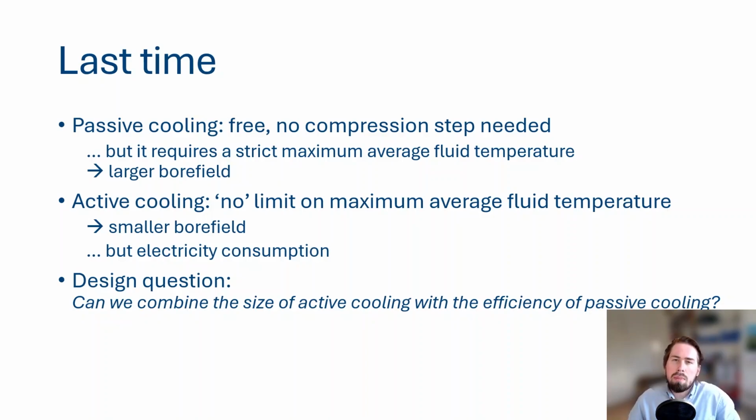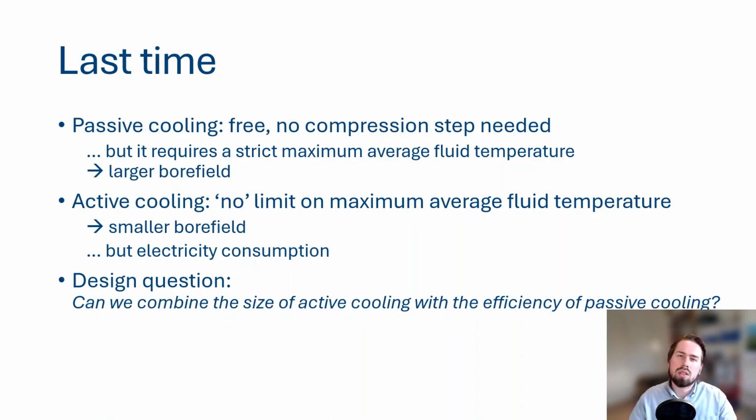And you can solve this problem by going for active cooling, so actually using your heat pump and the compression step to cool your buildings in an active way. This way there is no real limit on the maximum average fluid temperature, because the heat pump is working to get you the cooling, and this makes sure that you can decrease the borefield size when cooling. The problem is that there is electricity consumption, and the main design question we had was, can we combine the sizing when we use active cooling with the efficiency of passive cooling?